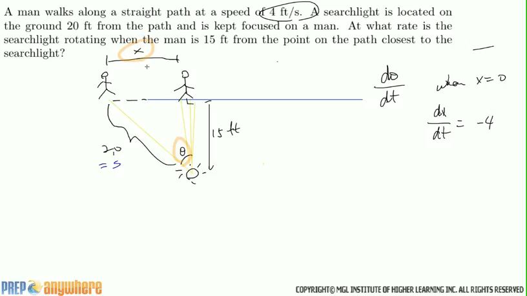So what's better? I want to find d theta over dt. I want that to be related to as few variables as possible, right? Is sine better or tangent better? Right. Tangent theta will be just x over 15 always. Now if you differentiate this implicitly with respect to time, both sides, we get secant squared theta times d theta over dt equals 1 over 15 times dx over dt.